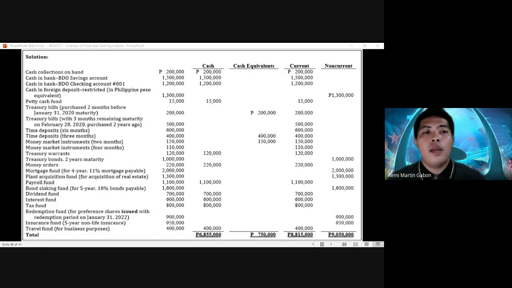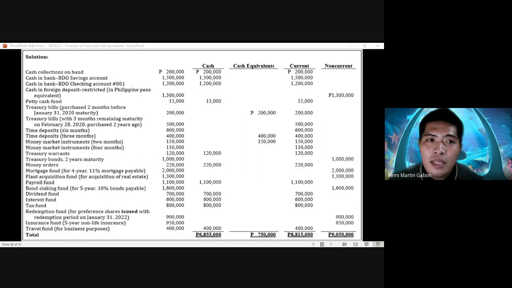Next. We have time deposits. We have 2 time deposits. We have 6 months. We have 3 months. For the 3 months, we can say automatic. Part siya ng cash equivalent. Kasi generally, pasok doon sa criteria. 3-month rule. Wala tayong problema sa pagiging short-term and highly liquid niyan. Okay? So, pasok siya agad at cash equivalent, pasok ulit as current.